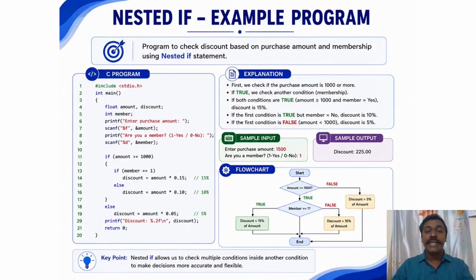We can write the program as: if amount greater than or equal to 1000, then inside we write another if, that is, if member is equal to 1, then discount is amount into 15%. Else discount 10%. Then the outer else is: you are not a member and you do not have 1000 rupees either, then you get a discount of 5%. That is the nested if example.